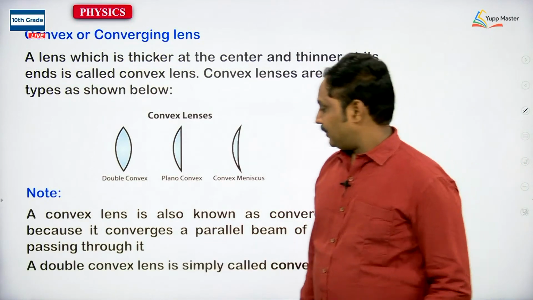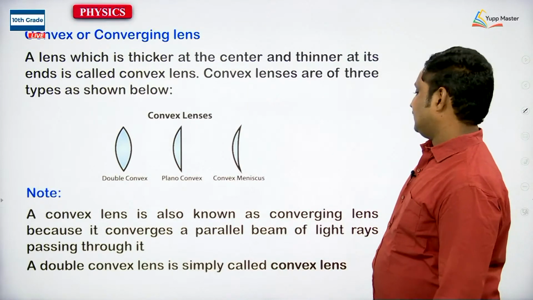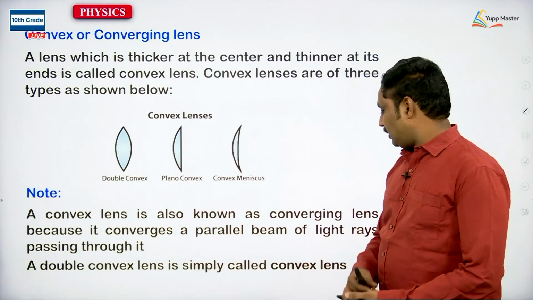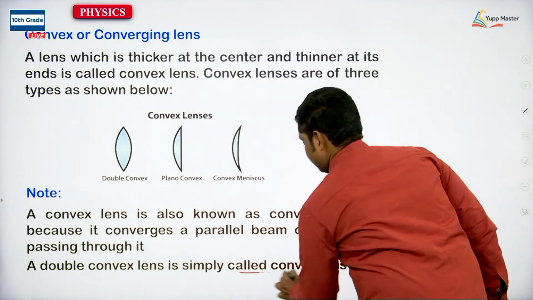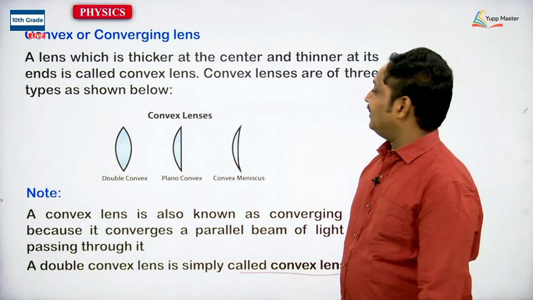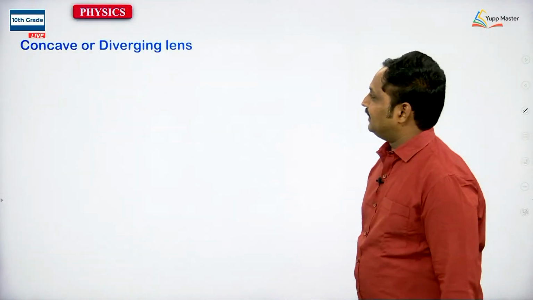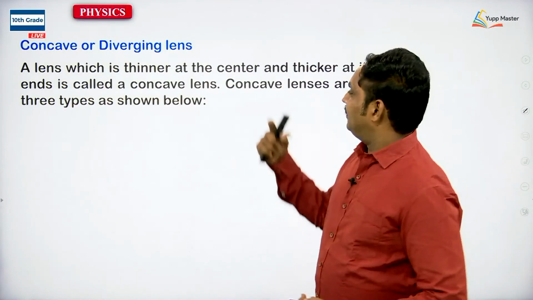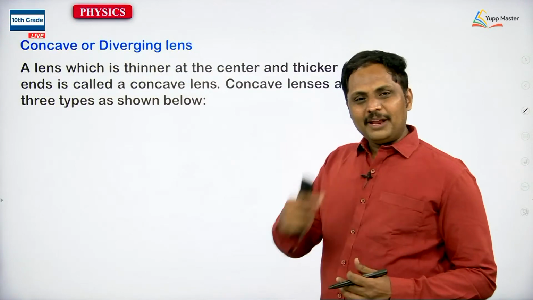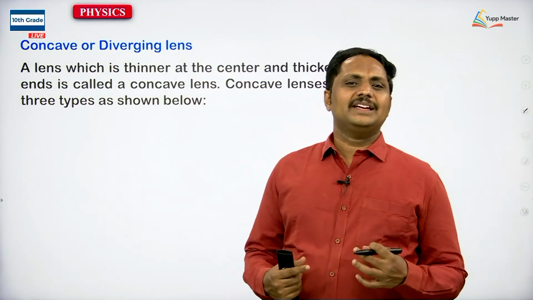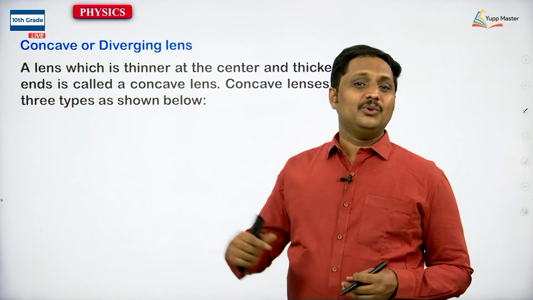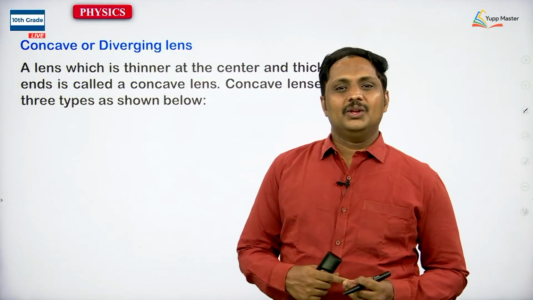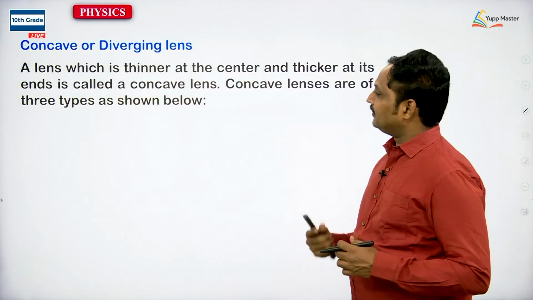Let us go for another topic. Double convex lens is simply called a convex lens. It is very clear. Let us go to the concave or diverging lens. In the previous case, if you want to focus the light at one particular point, we are going to use these lenses.